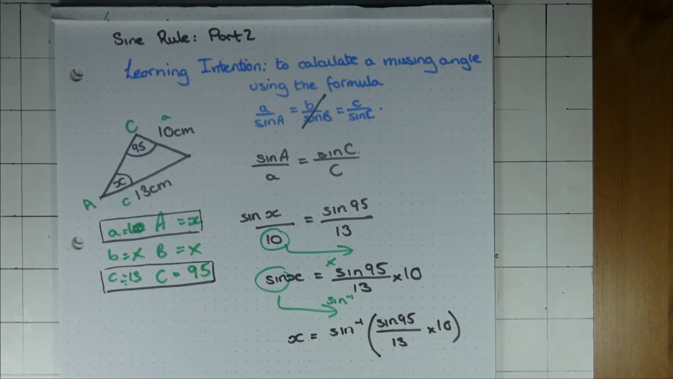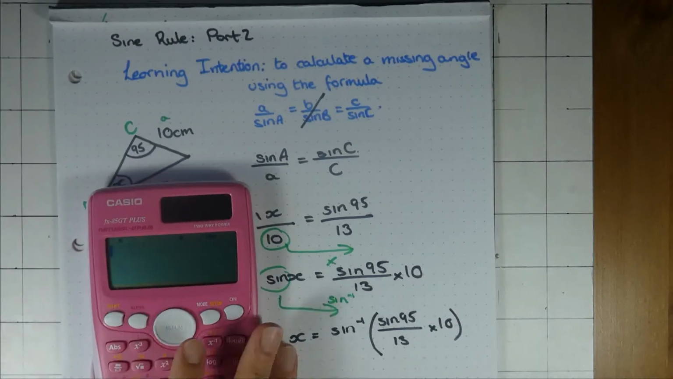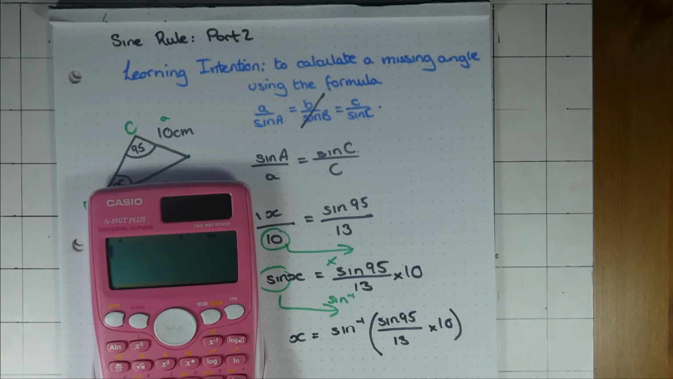Now I'm aware, depending on the calculator you've got, you're going to want to do one of two different things. I hate to be a brand ambassador, but you know what? The Casio does it well. I'm sure there's others, but in schools this is obviously the one we talk about and we prefer. So we have sine 95 divided by 13 times 10.